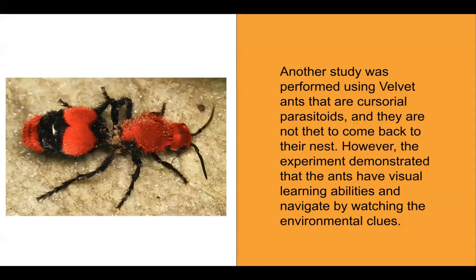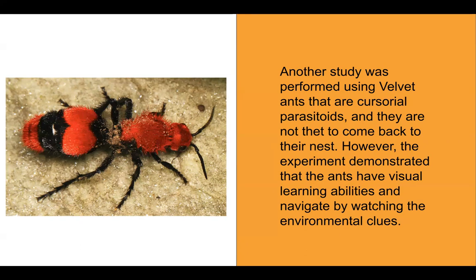Another study was performed using velvet ants that are cursorial parasitoids. Cursorial means that they run long distances, they don't stay in one place for a long time. Parasitoids means that they are a parasite during a special time of their life, and once they are adults, they kill the host organism and start living freely. They don't nest, they don't tend to come back to the nest.